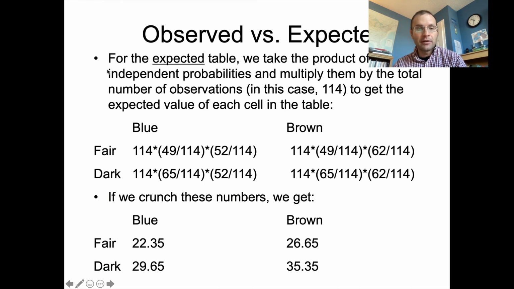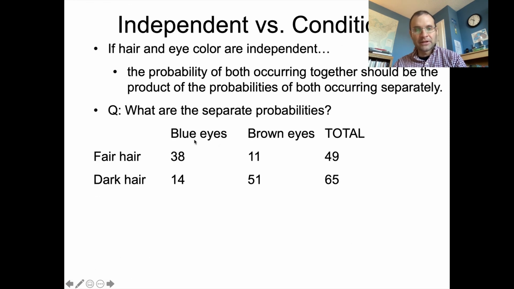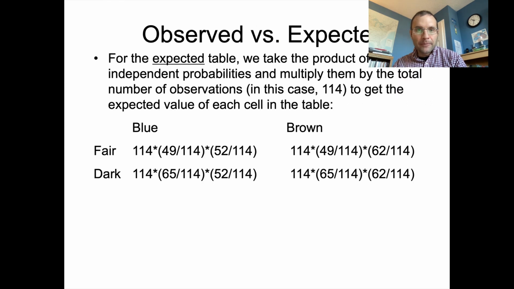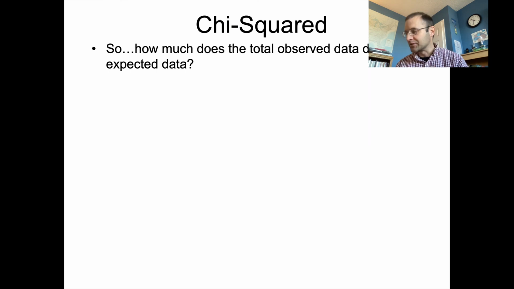And we're going to compare these numbers down here at the bottom to what we saw originally in our observed table here, these four numbers. So how different are these two sets of numbers? Are they different enough for us to reject that null hypothesis and say, well, you know what, maybe hair and eye color are linked somehow in this group of people? Okay, so this is chi-squared analysis.